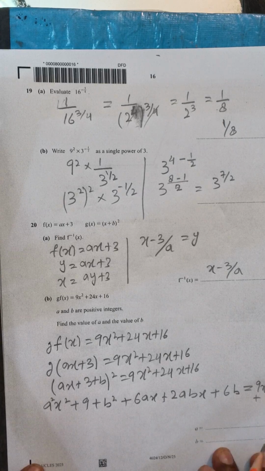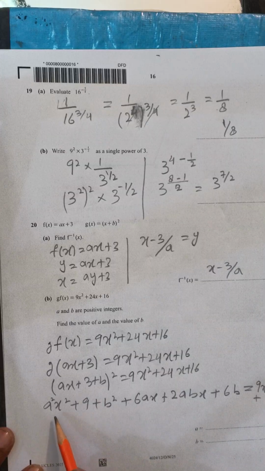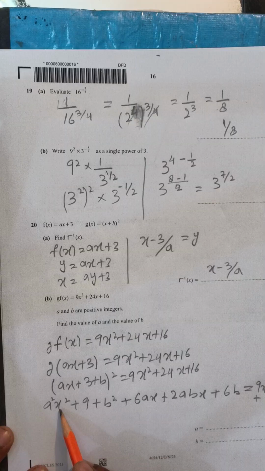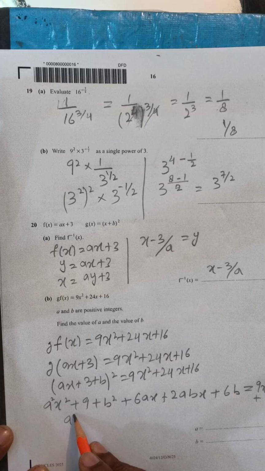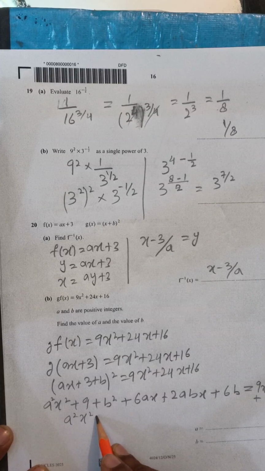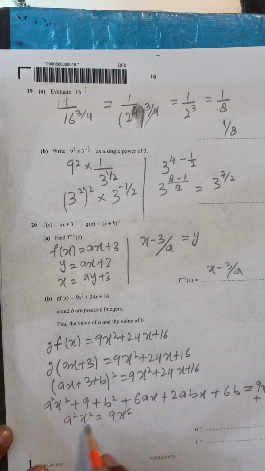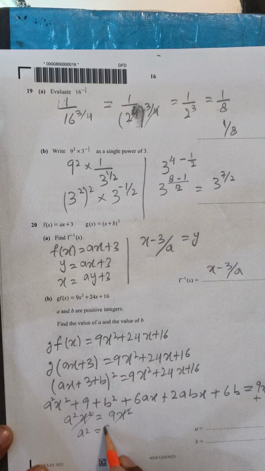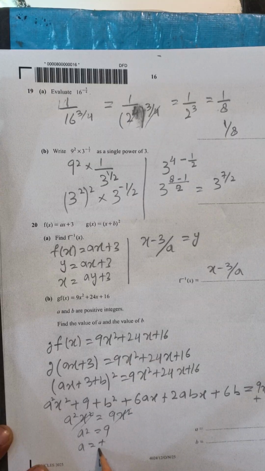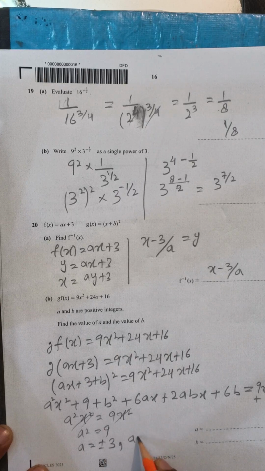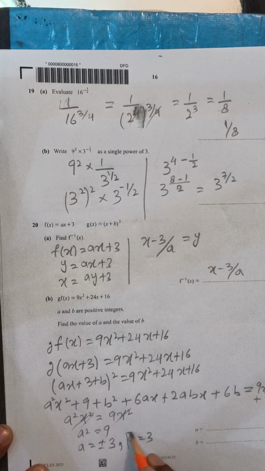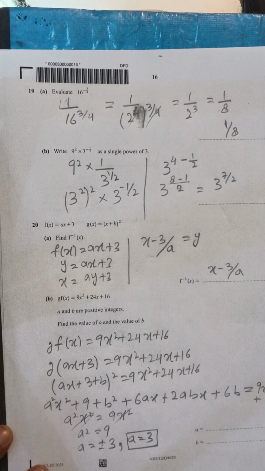Okay, now compare these values. First of all, compare the value of a square. It is a square x square, that will be 9x square. So compare this one, a square x square equal to 9x square. So now a square equal to 9, so a equal to plus minus 3. Okay, so consider only the positive value, a equal to 3, because a and b are positive integers. We are not going to count the negative integers here.